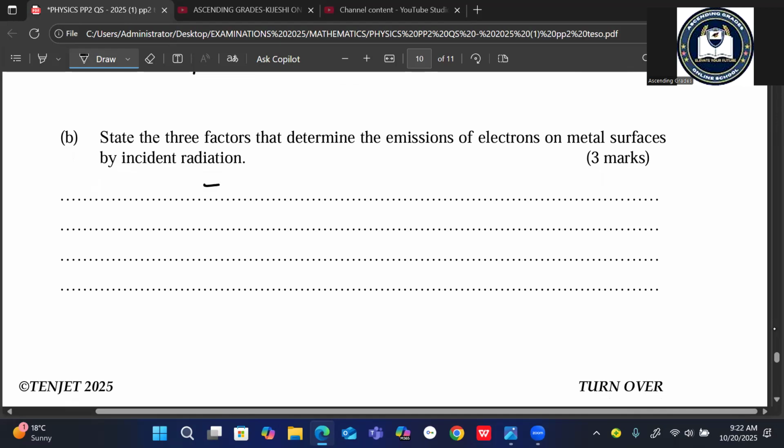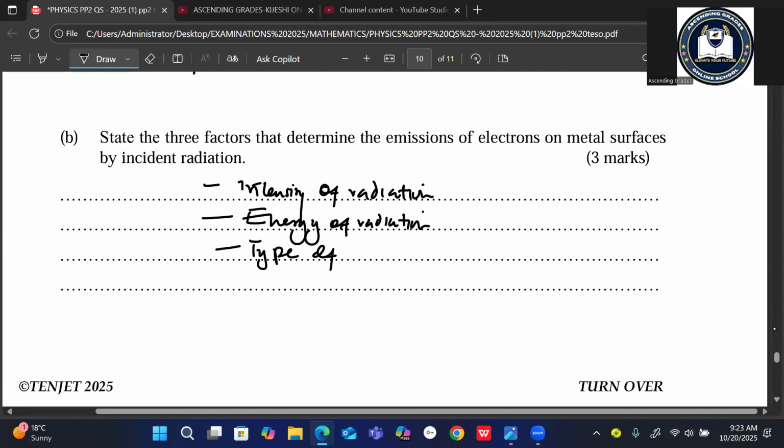This is like asking factors that affect the photoelectric effect. We have intensity of radiation, energy of radiation, and we have the type of metal.